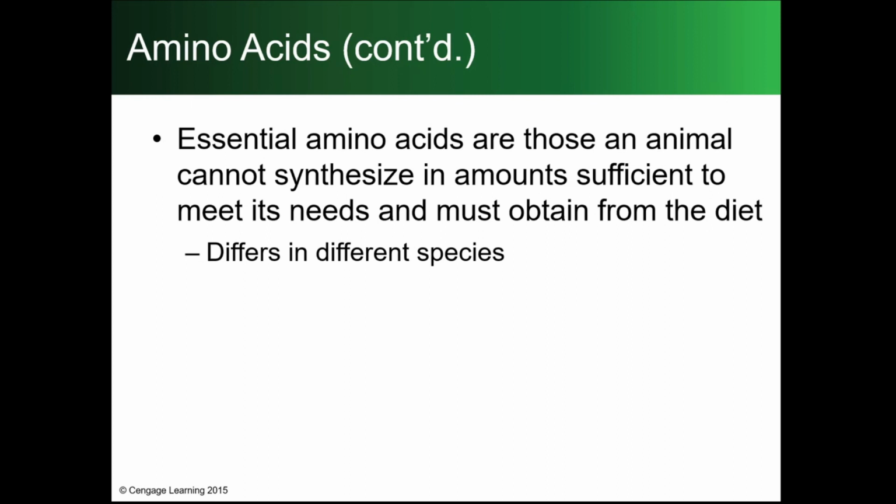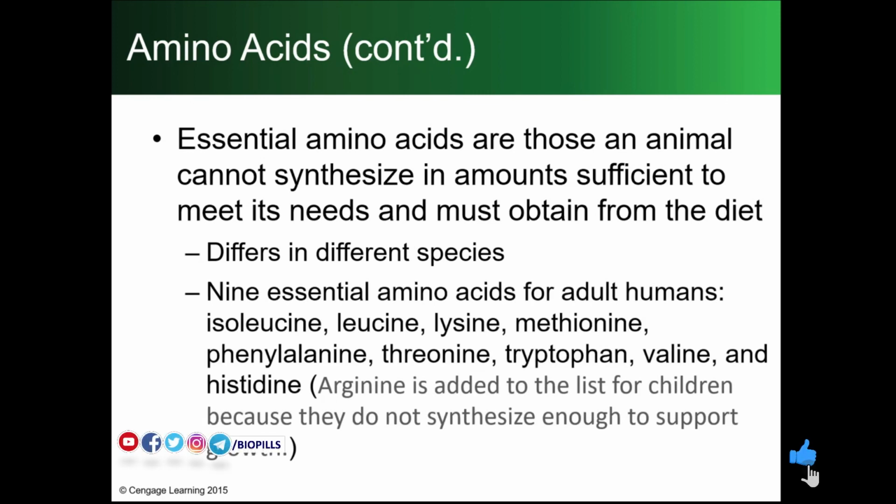The 9 essential amino acids for humans are isoleucine, leucine, lysine, methionine, phenylalanine, threonine, tryptophan, valine, and histidine. Those are the 9 essential amino acids. But arginine is added to the list for children, especially, because they do not synthesize enough to support their growth. So in children there will be 10 essential amino acids.